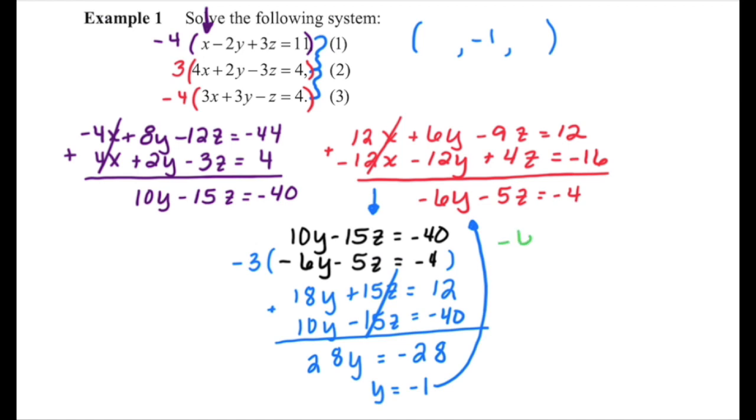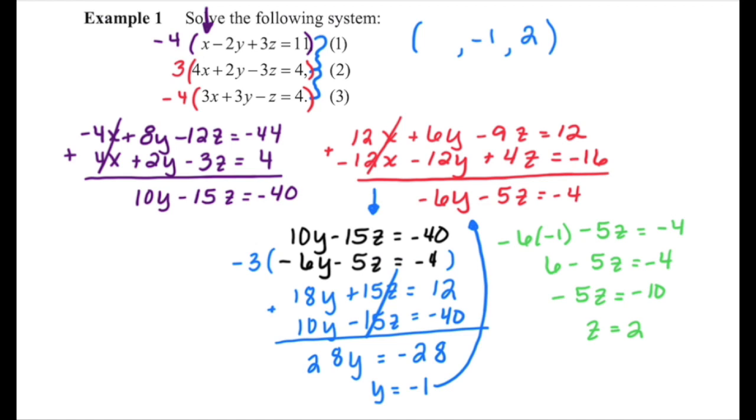So -6 times -1 minus 5 times z is -4. 6 minus 5z is -4. Subtract 6 from both sides gives us -10. So z is equal to 2. I now know that z is 2. We finally need to identify what is our x value.